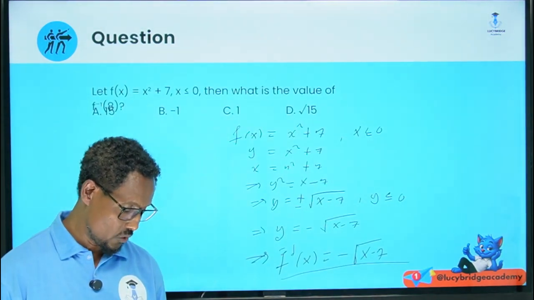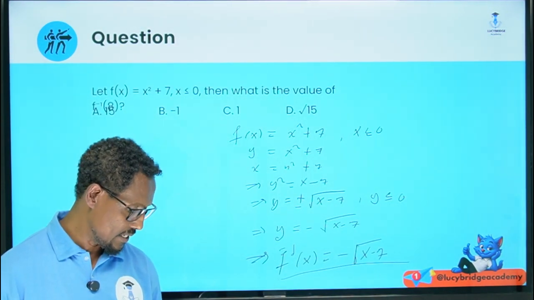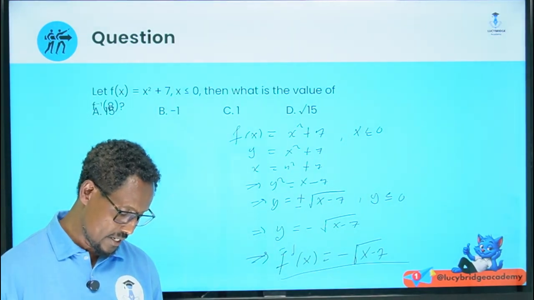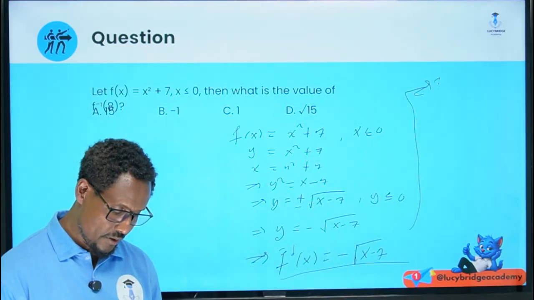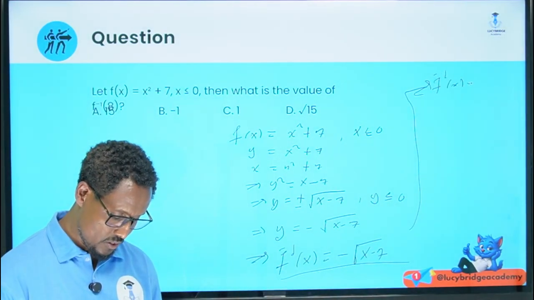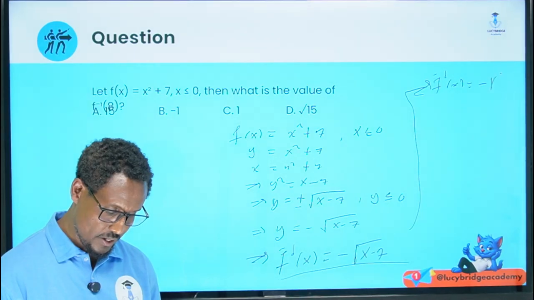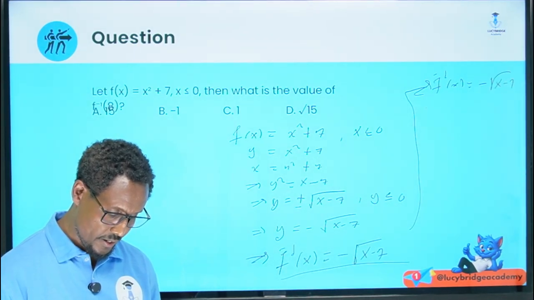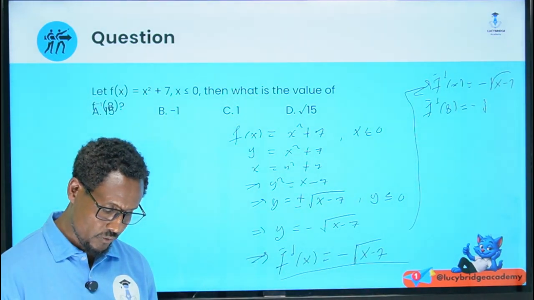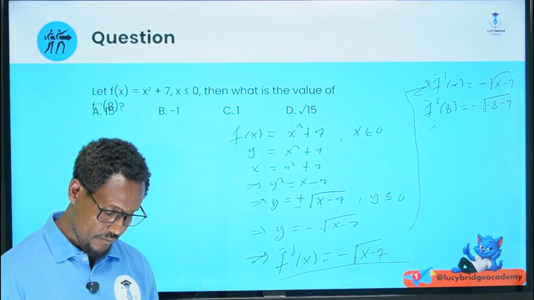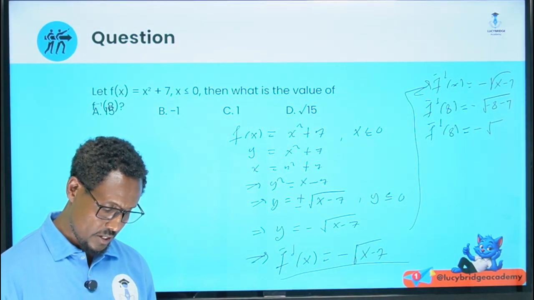But we are asked to find f inverse at 8. Since f inverse of x is equal to minus the square root of x minus 7, f inverse at 8 is equal to the negative of the square root of 8 minus 7. F inverse of 8 is equal to minus the square root of how much?